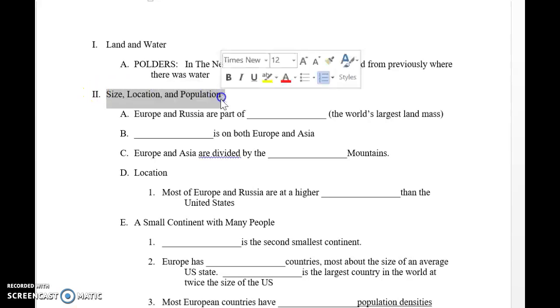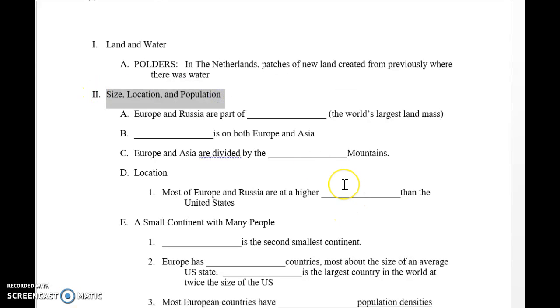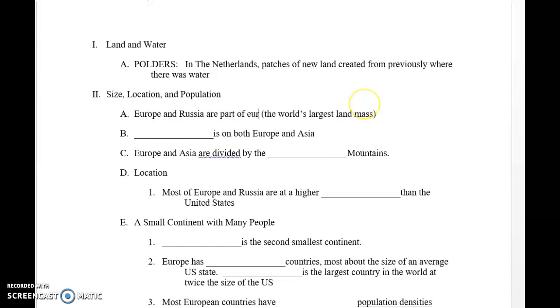Size, location, and population. That is our second heading. So Europe and Russia are part of Eurasia. I'm going to put everything in capital letters for you. So Eurasia is the world's largest landmass.